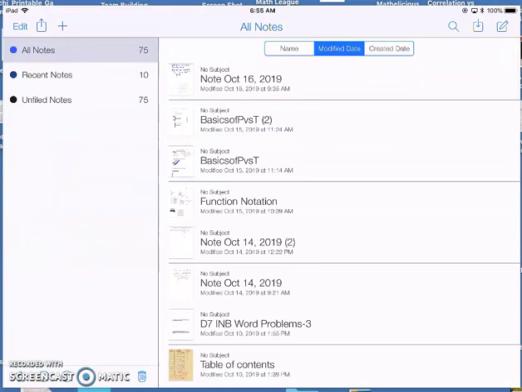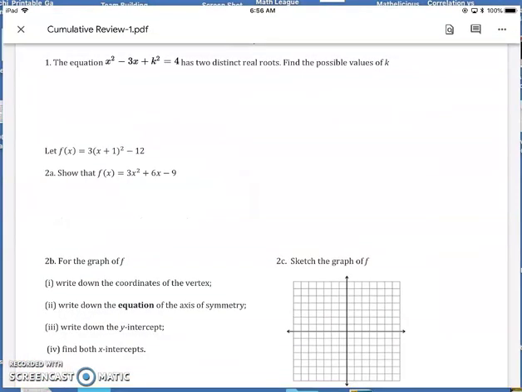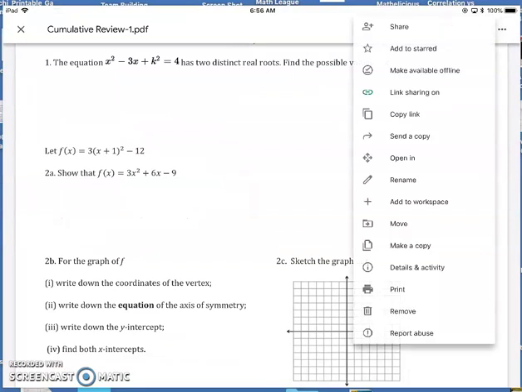Whoops, I guess I didn't send this over. I thought I did. So let's go back here. I'll send it so I can write on it.